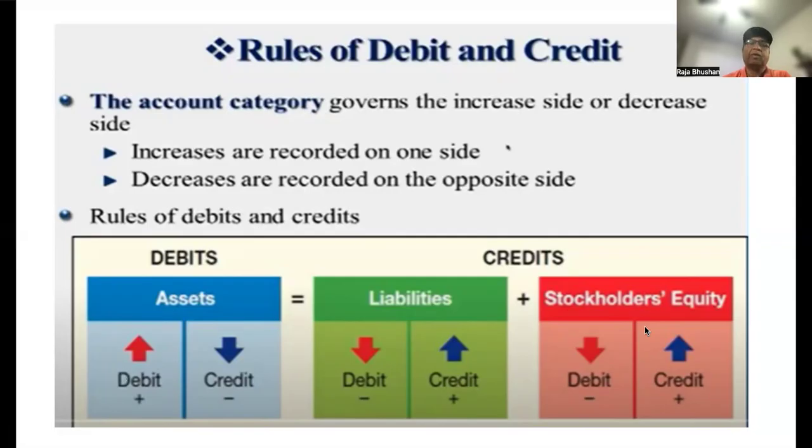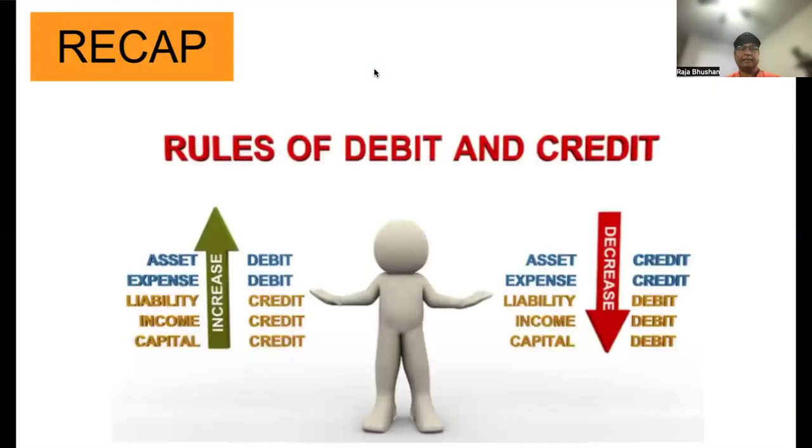Quickly, let us recap what we discussed so far. We discussed the rules of debit and credit. Asset and expense balances increase if you debit, and liability, income, and capital balances increase if you credit. The opposite happens too: to decrease an asset or an expense, we credit it. To decrease a liability, income, or capital, we debit it. So these are two sides of a coin. To debit an asset is to increase its balance. To credit an asset is to decrease it. To increase a liability, we credit it. To decrease a liability or equity, we debit it. So these are the basic rules.